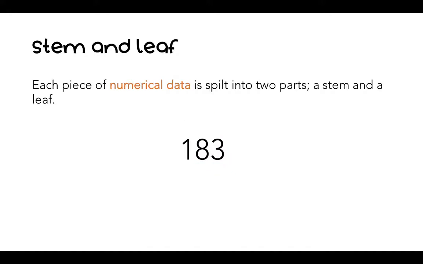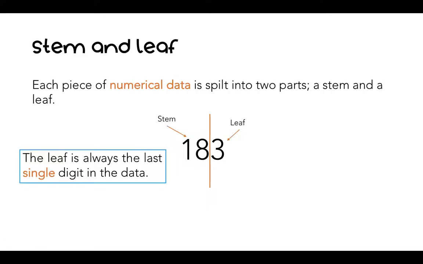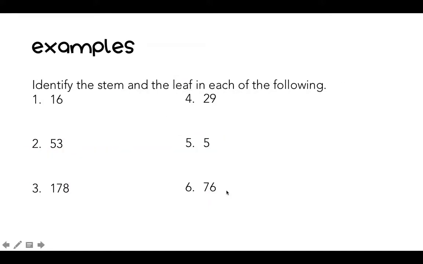Now, this one's a bit more tricky. A stem and leaf. So how are we going to do this? The first thing to remember is the leaf is always the single last number. So if we put a line there, this is our leaf, it's on its own. So we have our stem, which is 18, and our leaf. The leaf is always the last single digit in the data. So stem is 18 and leaf is 3.